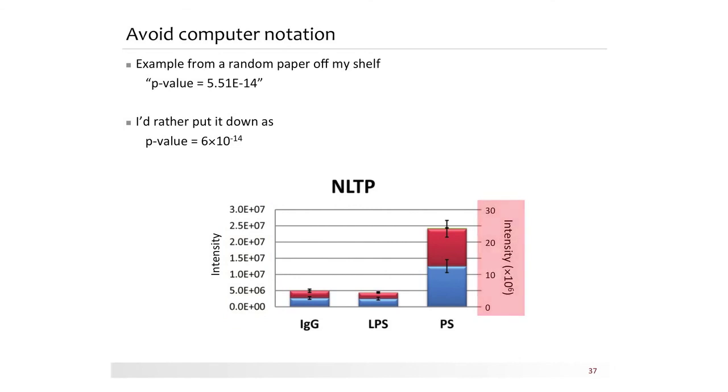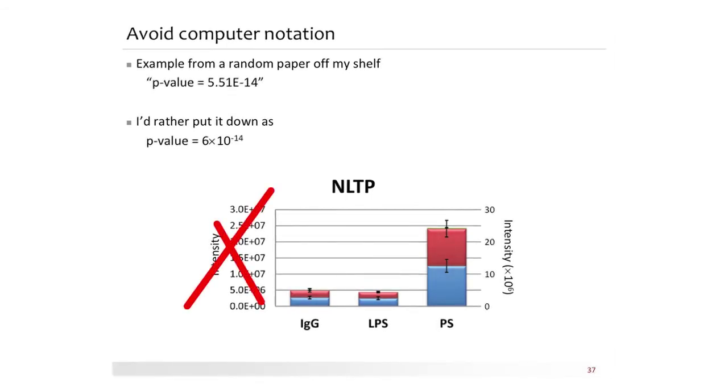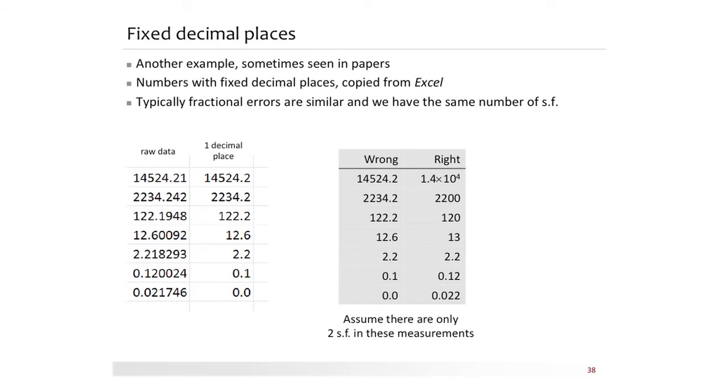If you have large numbers, you can say intensity times 10 to the 6 and just plot 0, 10, 20, 30, which is much easier to read. This is intensity in millions. So don't do this. Another problem I encountered is fixed decimal places.